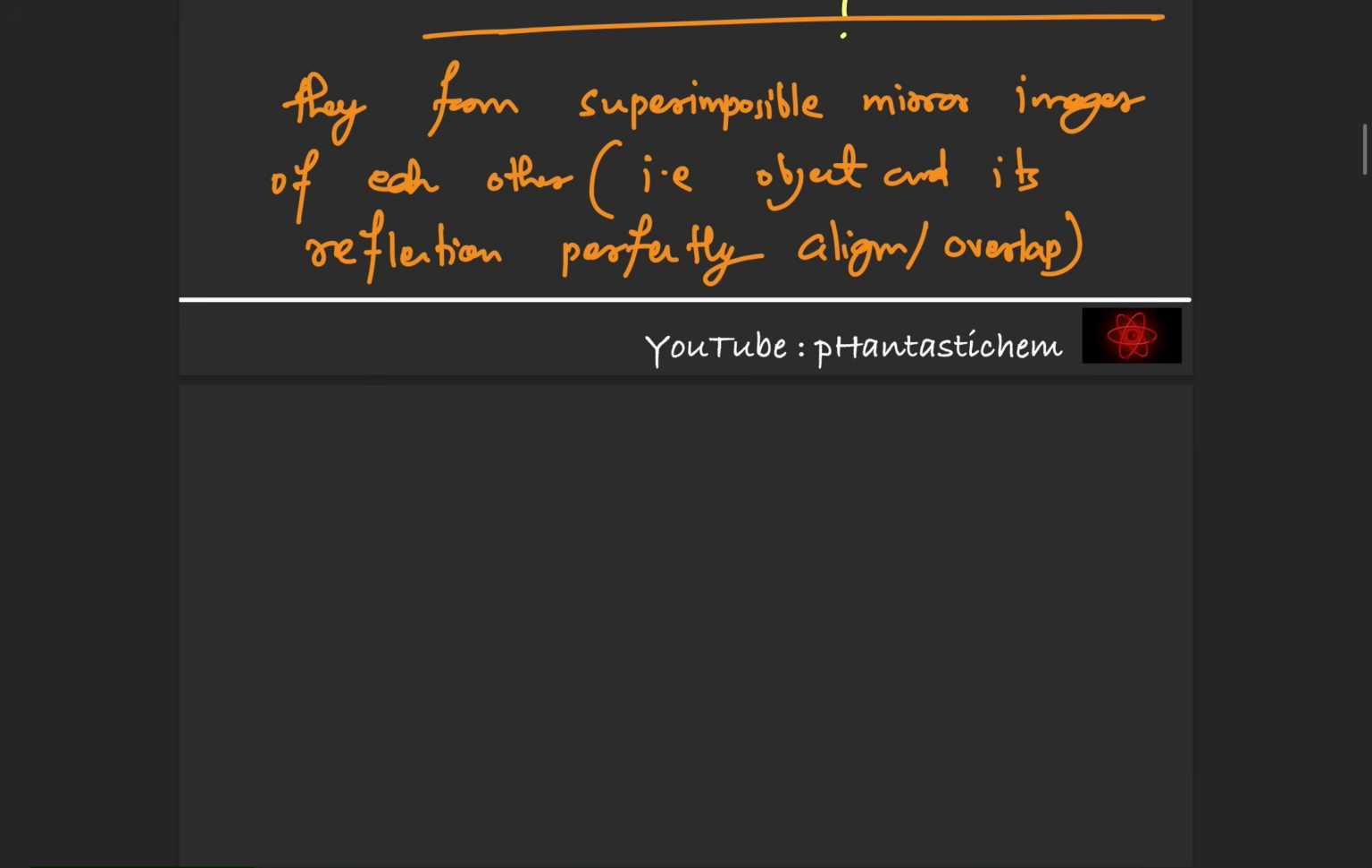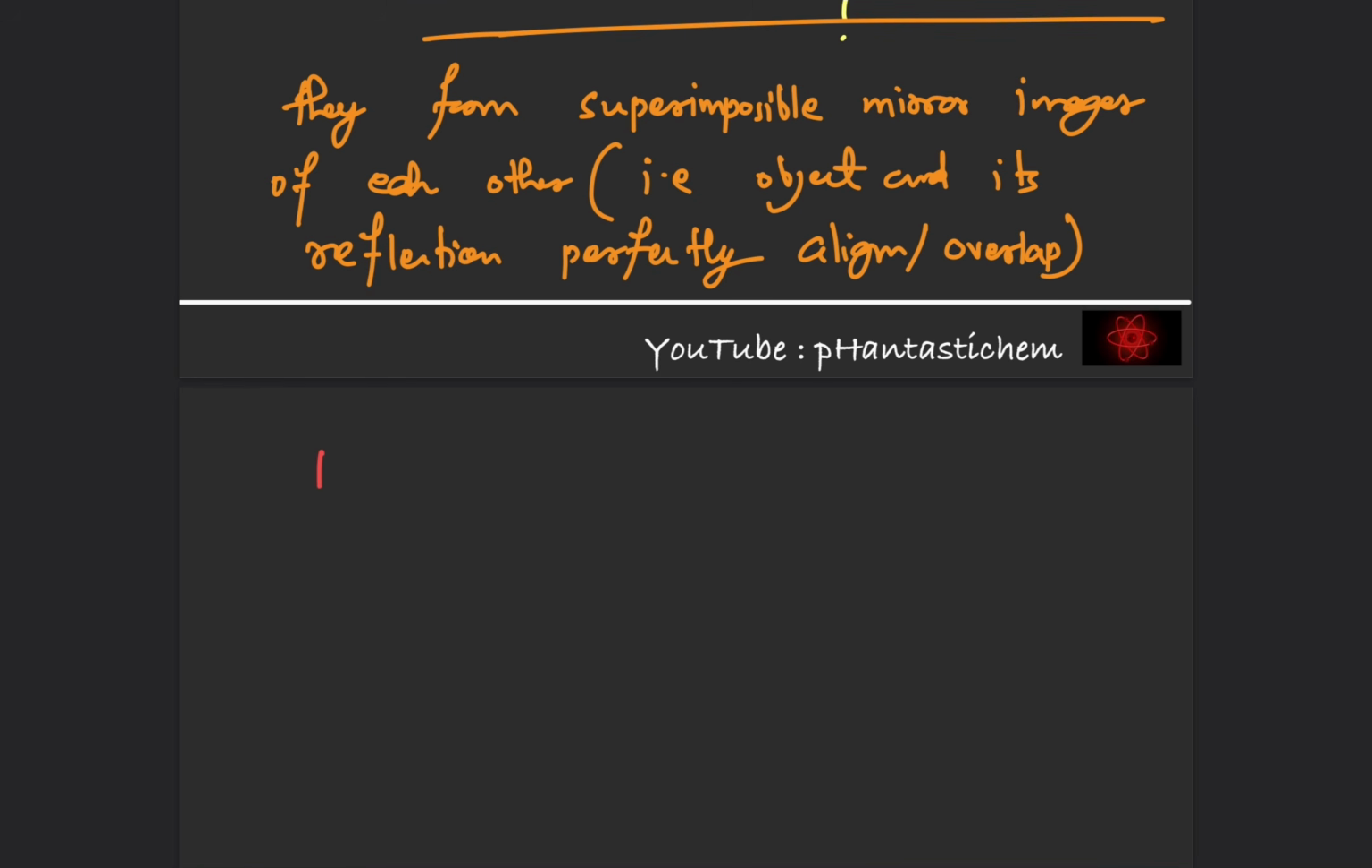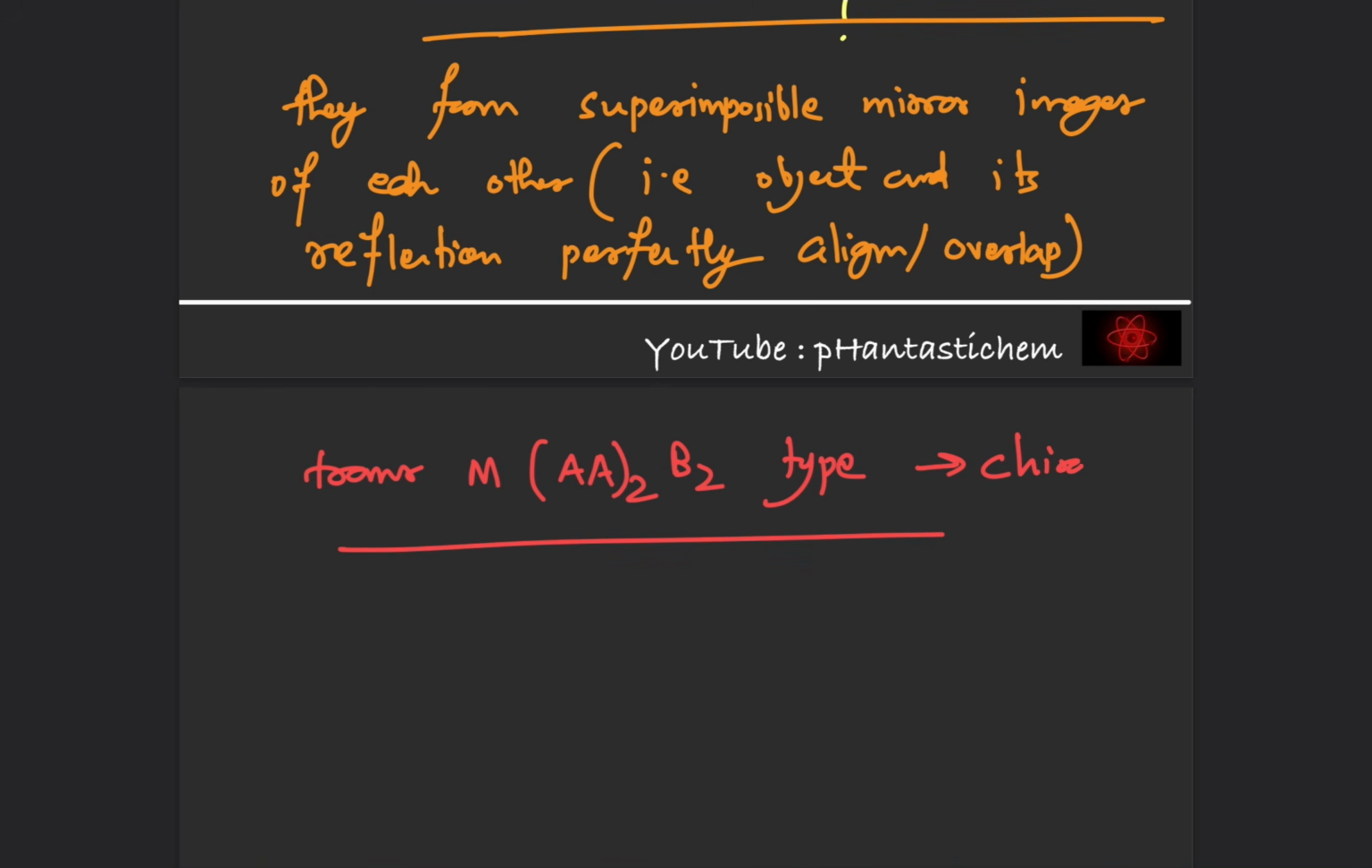Remember for exams, whenever you see trans MAA2B2 type complexes, they are achiral or optically inactive, where AA is a symmetrical didentate ligand, for example oxalate ion. Be careful, the cis form of MAA2B2 will be optically active or chiral.